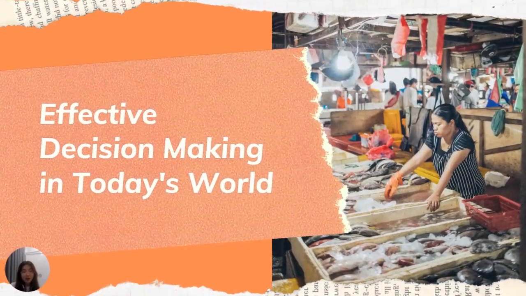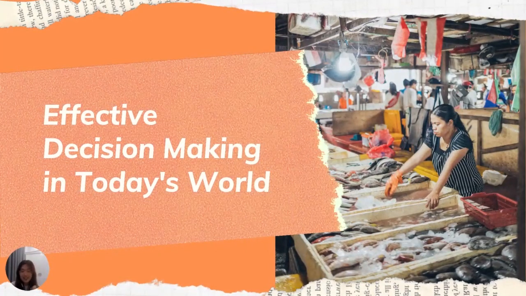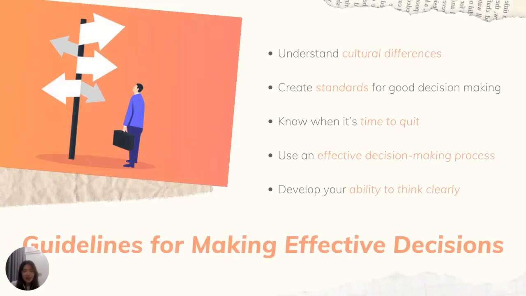As we all know, today's business world revolves around making decisions, often risky ones. Making a good business decision is not easy. That's why I will introduce effective decision making in today's world. It contains three main parts. The first part is the guidelines for making effective decisions.